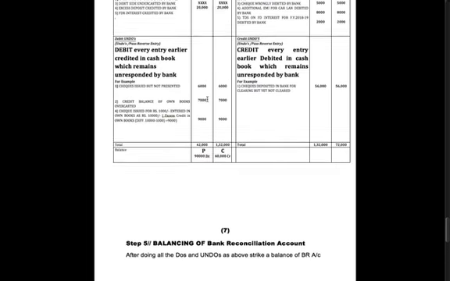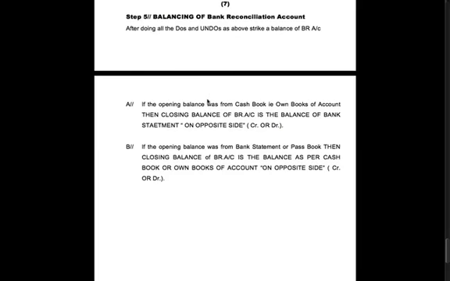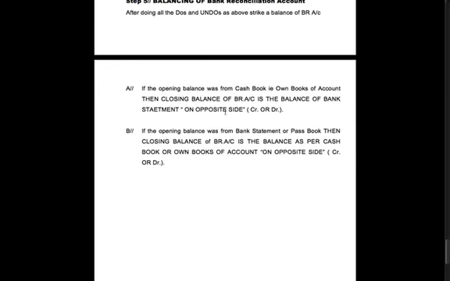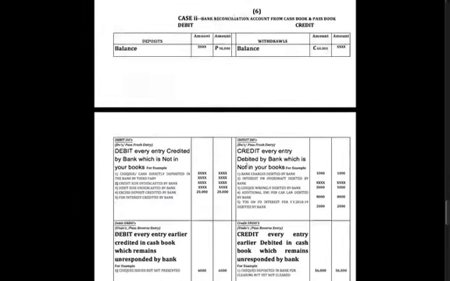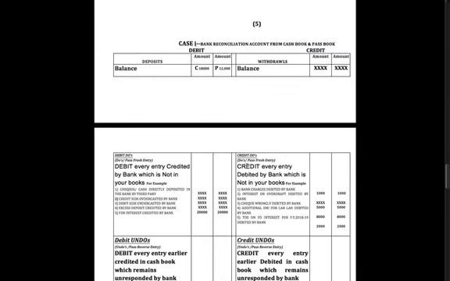So dear friends, this is the total technique of bank reconciliation, and this is what I have already explained you, that if the opening balance was from cash book, then the closing balance of the bank reconciliation account, I call it account, it's not statement, is the balance of bank statement on opposite side, right? And similarly, when the opening balance was from bank statement, then the closing balance in reconciliation account will be as per passbook, but on the opposite side.